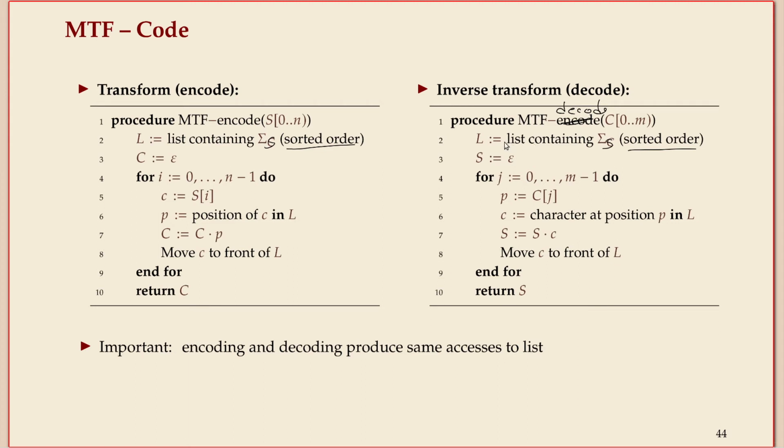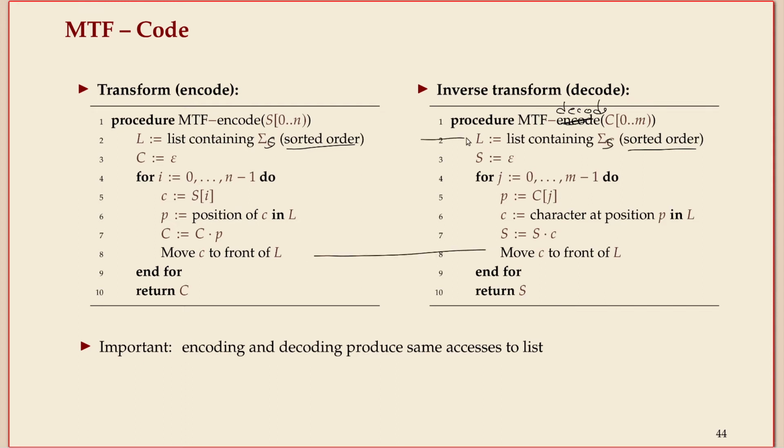So decoding starts building the same list, the alphabet in sorted order. Initially, the decoded text is empty. We walk through all the coded symbols, which are the numbers, and then we find the pth position in the list and return that. Okay. And then again, we do the same move to front. So you see how these are synced up.